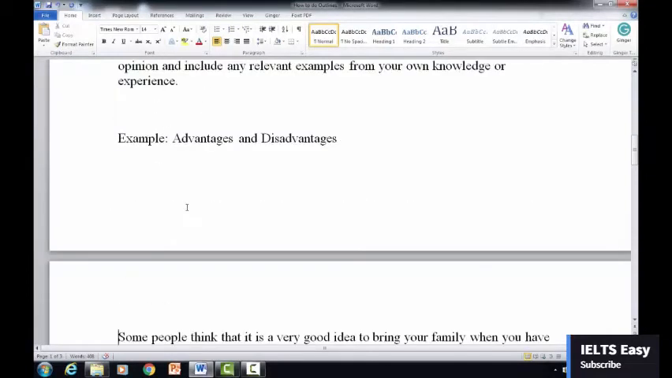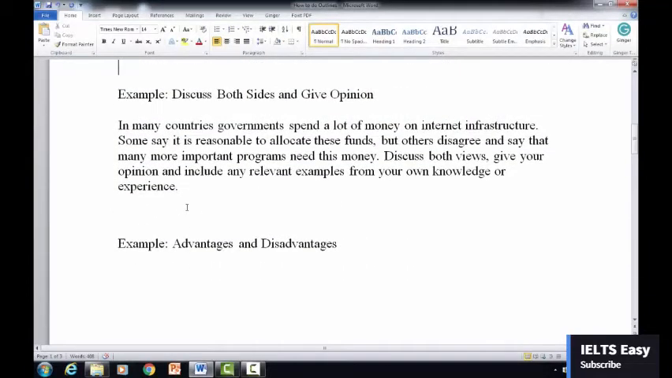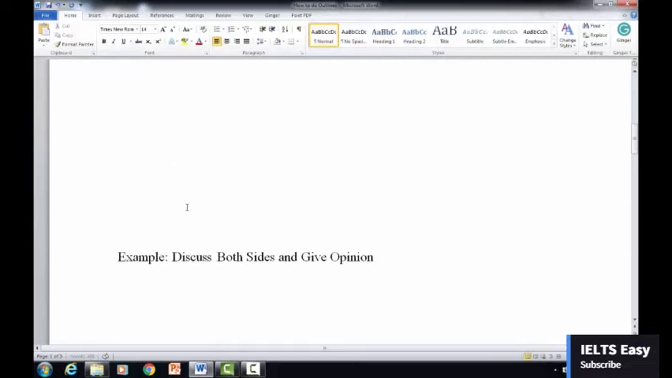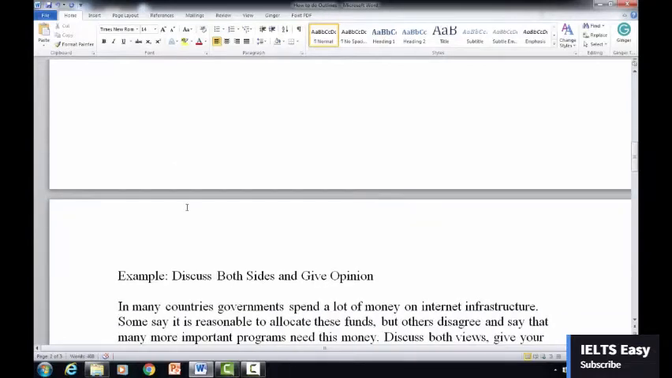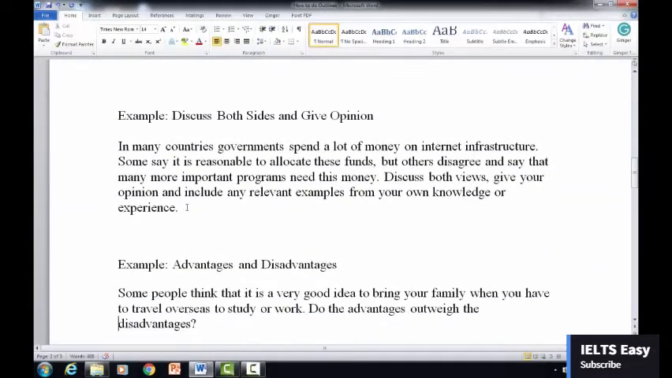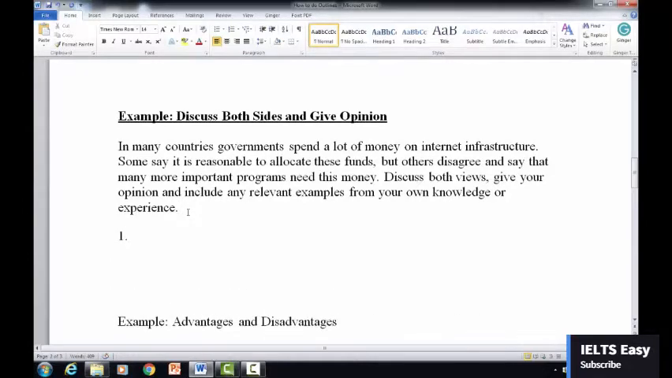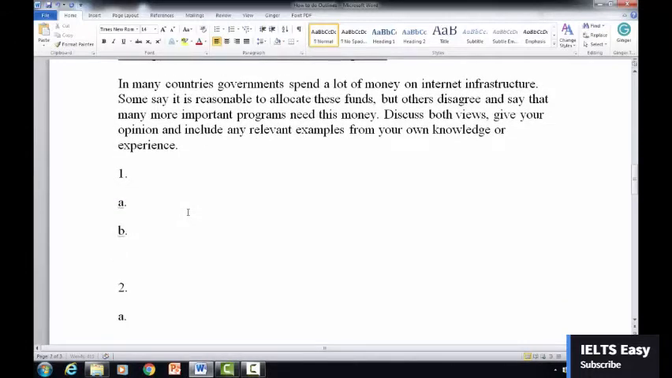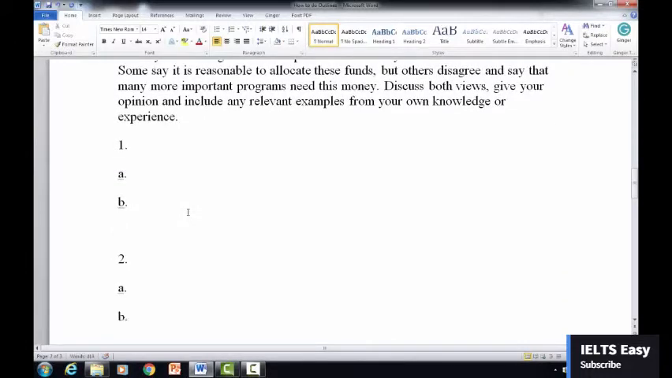So let's look at our first question here. All right, our first question is a discuss both sides question. This is the first example we're looking at. Discuss both sides and give an opinion. Okay, so we have our basic format. That's our format for doing an outline.